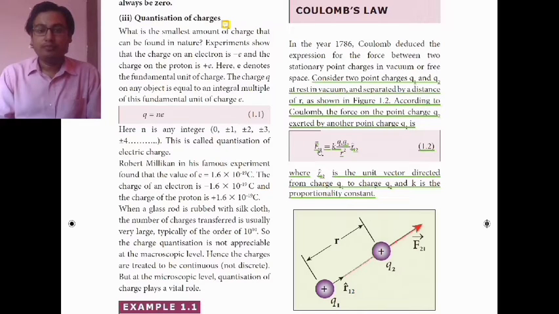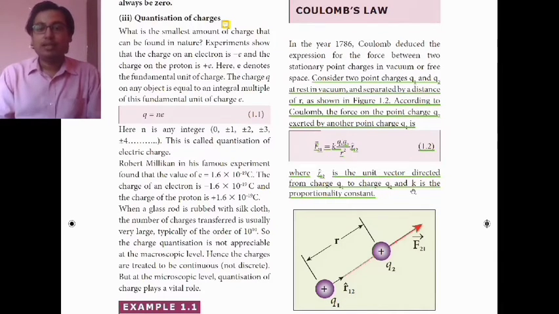Okay, so in brief we can say that the force acting on charge Q2 because of charge Q1 is equal to K into magnitude of Q1 into magnitude of Q2 divided by the square of the distance between them. Okay, so this is the magnitude of force here, that is electrostatic force.